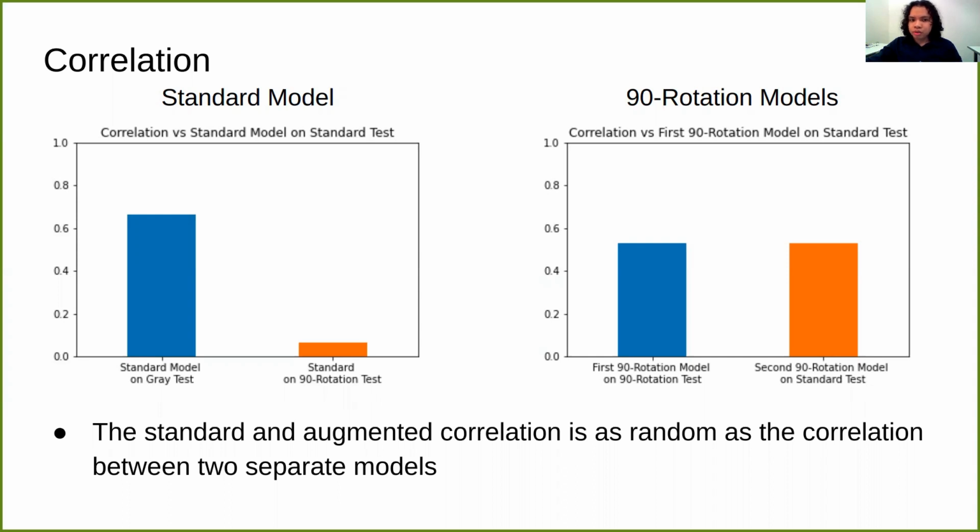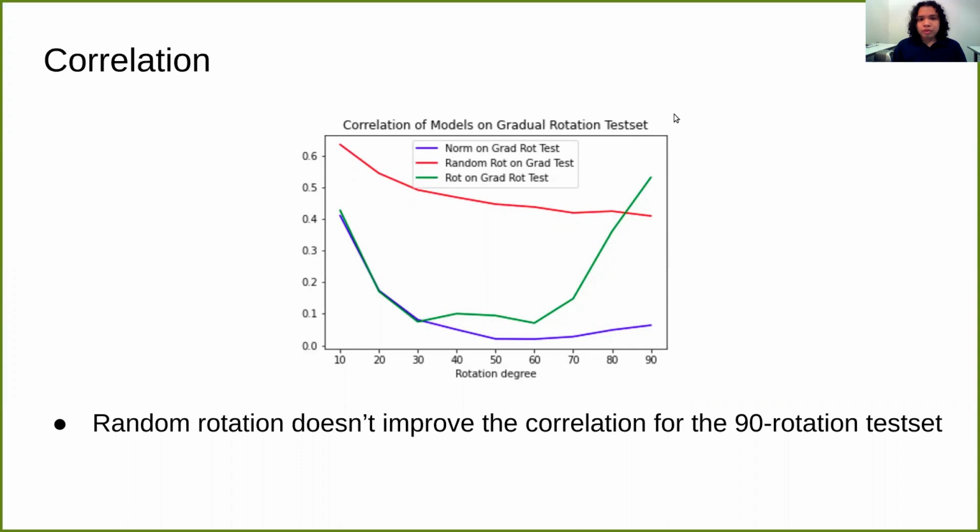So even though data augmentation does improve the model correlation, it is still as random as the correlation between two completely different models. So we attempt to solve this issue by training a model with random rotation and testing its performance. To train a random rotation model, we transform the samples from the training set with a random degree from 1 to 90. We then calculate the correlation of the standard model, the random rotation model, and the 90-degree rotation model on the radial rotation test sets from 10 to 90 degrees with a step of 10 degrees between each test set.